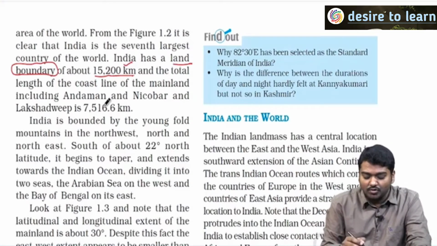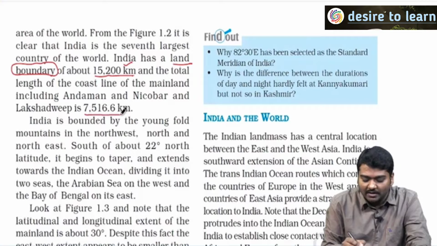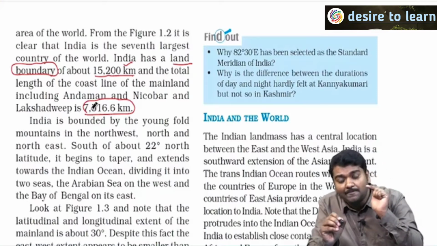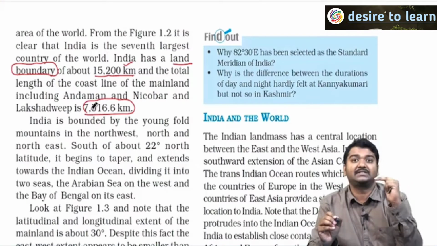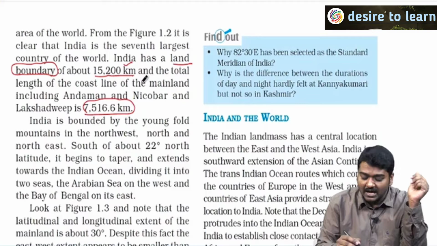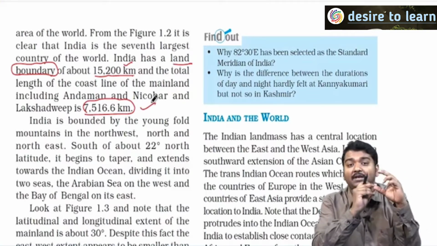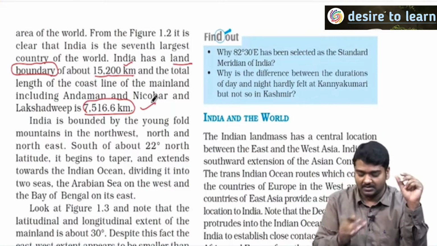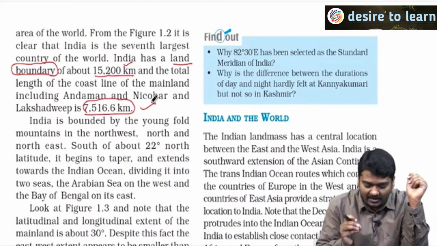When it comes to Coast Guard, we need to talk about 7,516.6 kilometers when we consider Andaman and Nicobar and Lakshadweep as well. Without that, it is 6,900 kilometers. These factual pieces of information may be given in statements. Consider the following statements with respect to India. So at that point of time, it is very, very important.